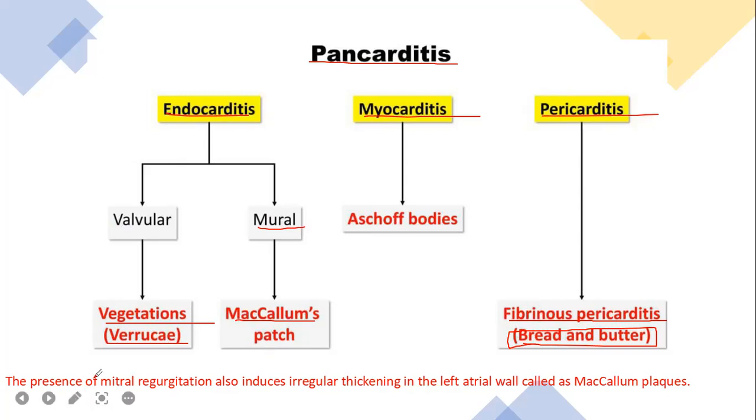Okay, and these MacCallum's patches are due to the valve which is most involved in the valvular endocarditis, the mitral valve. Due to that, there will be mitral regurgitation, and this will induce irregular thickening in the left atrial wall, the left posterior atrial wall, and that irregular thickening is what is known as MacCallum's plaques or patches. And I've said they are most common in the left posterior atrial wall.